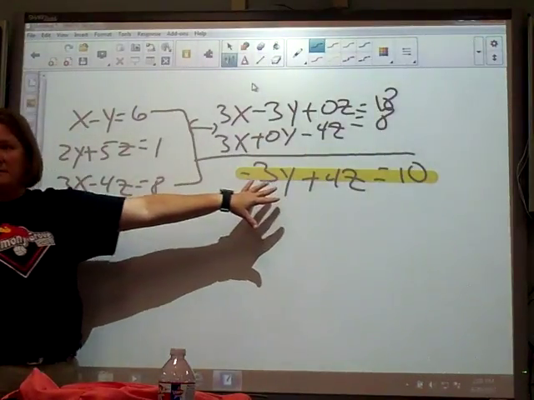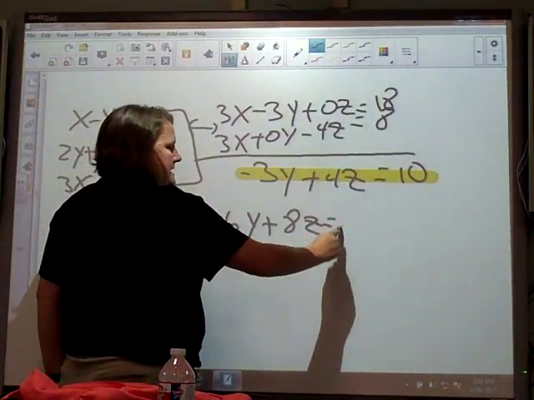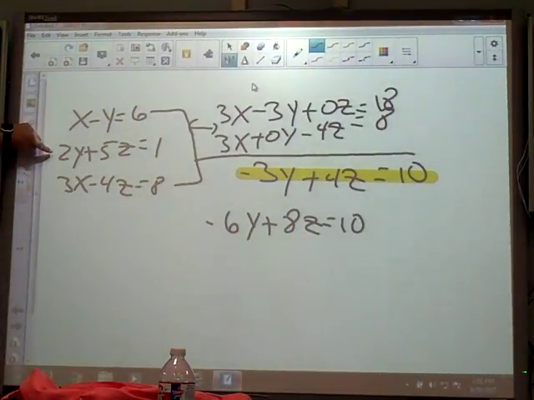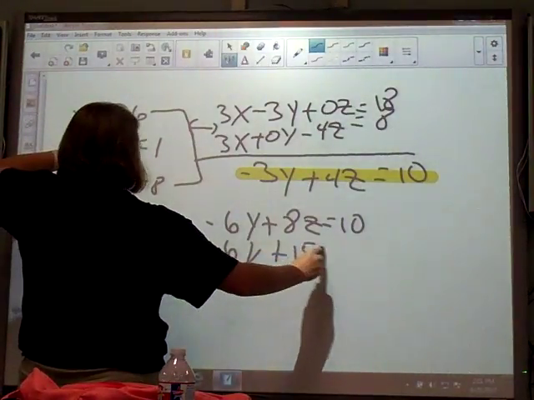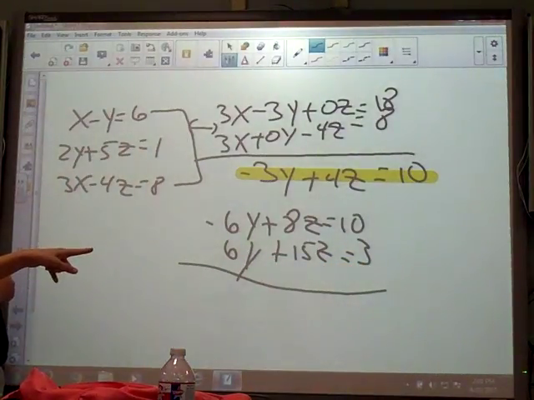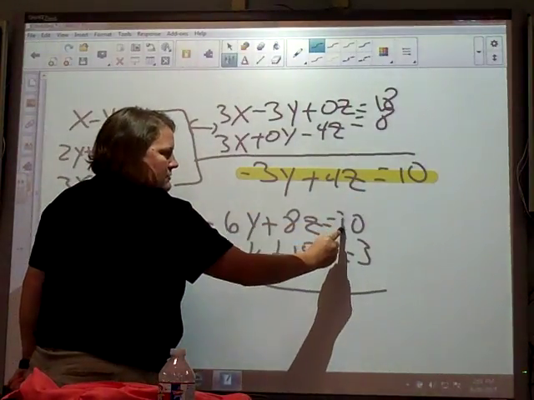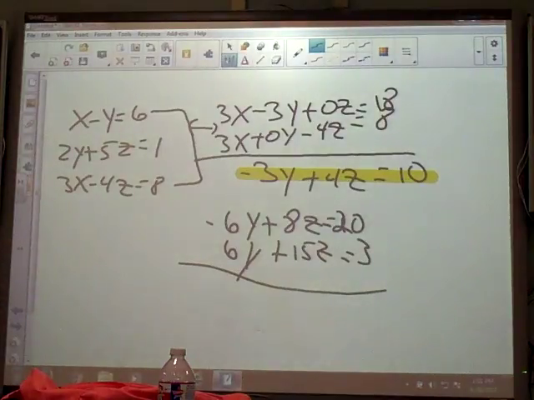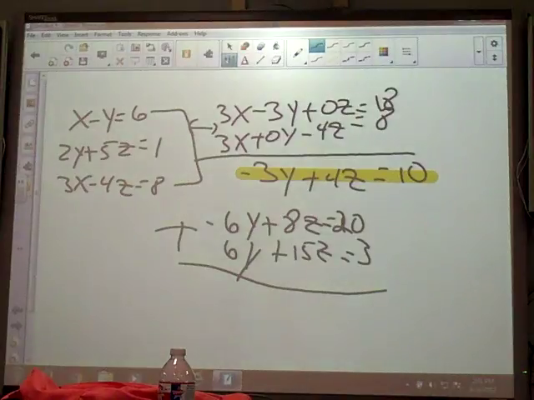So I'm going to multiply this one by 2. So that's negative 6y plus 8z is equal to 10. Multiply this one by 3. 6y plus 15z is equal to 3. 4 would be 20. Yes, Grace caught that. Did y'all see that? I multiplied this one by 2, so that should be equal to 20. Good, Grace. That would have been a nightmare. Alright, the 6y's are different signs, so we're adding. So negative 6y plus 6y is nothing. He gone. 8z plus 15z.